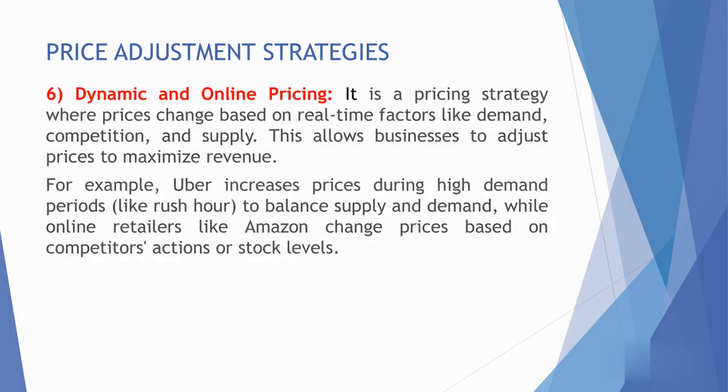6. Dynamic and online pricing. It is a pricing strategy where prices change based on real-time factors like demand, competition, and supply. This allows businesses to adjust prices to maximize revenue. For example, Uber increases prices during high-demand periods, like rush hour, to balance supply and demand, while online retailers like Amazon change prices based on competitors' actions or stock levels.